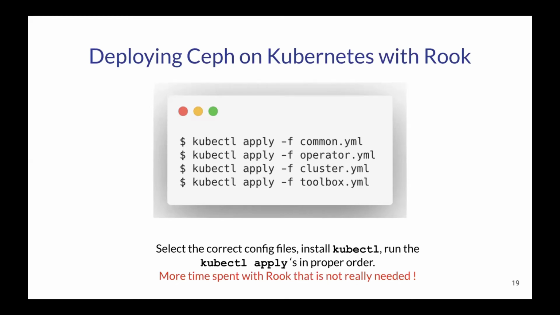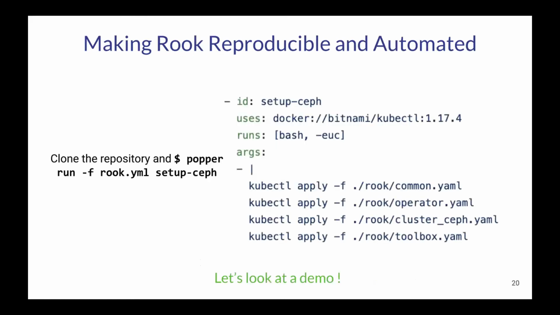But yeah, this might look fairly easy. But if you want a lot of customization while deploying Ceph with Rook, you will probably end up with a lot more configuration files than these four. And also you need to run them in the correct order. Otherwise, like in Kubernetes, if something goes out of order and things hang in the terminating state, then it is a real pain. So we can make this easier with Popper.